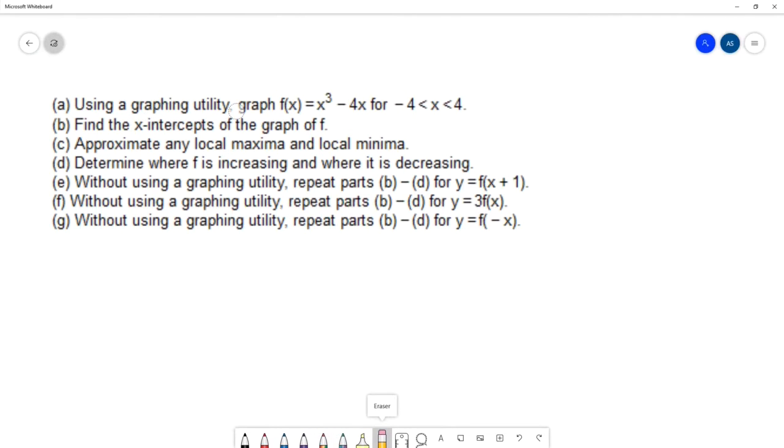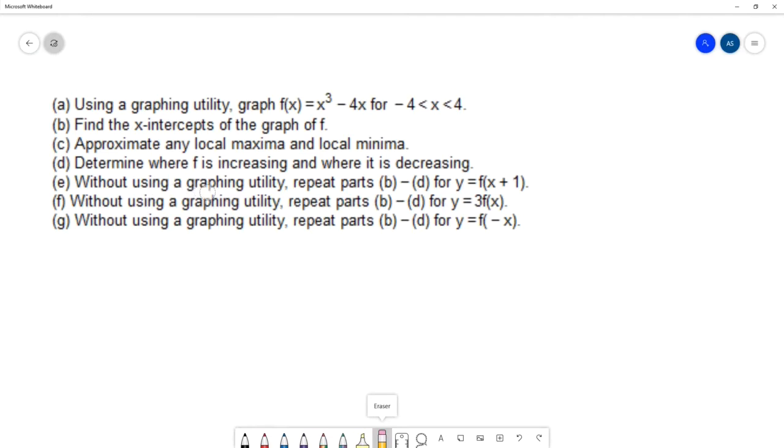Using a graphing utility, graph f of x equals x cubed minus 4x for negative 4 is less than x is less than 4. Find the x-intercepts of the graph of f. Approximate any local maximum and local minima. Determine where f is increasing and where it's decreasing.